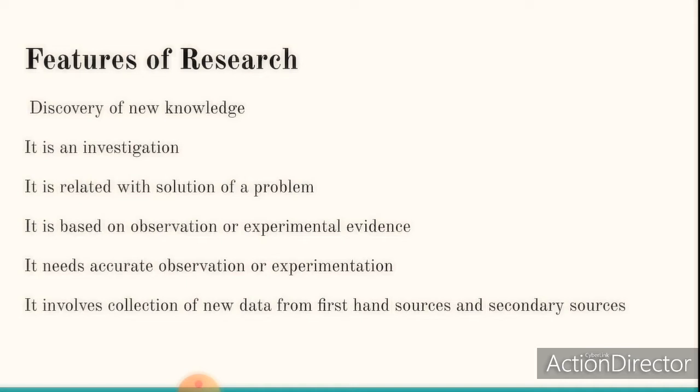Then the next one is research is based on observation and experimental evidences. The main base of the research is what we get in our observation and experimentation. So, a good research demands accurate observation and experimentation. It is the next feature. Then research mainly depends on data. We use two types of data. They are primary data and secondary data.